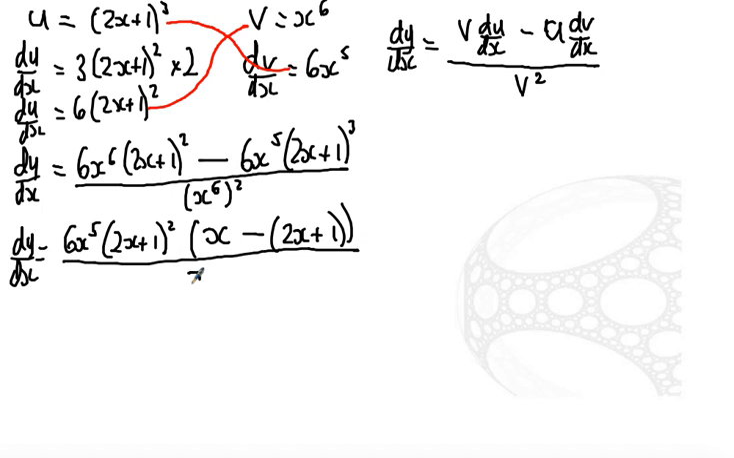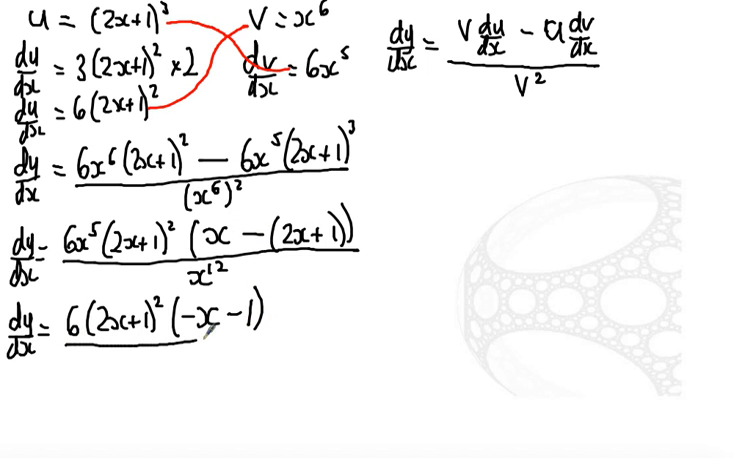So this is all over x to the power 6 squared, which is x to the power 12. Now notice here I can cancel x terms. So start to simplify. I'm going to do two things: cancel x terms top and bottom, and simplify the bracket in here. So I get 6 (2x + 1) squared. Inside the bracket, I'm going to get minus x minus 1, because x minus 2x is minus x, and then minus 1. All over, I've cancelled x to the power of 5, I've divided through by x to the power of 5 top and bottom, so I get left with x to the power of 7 on the denominator.